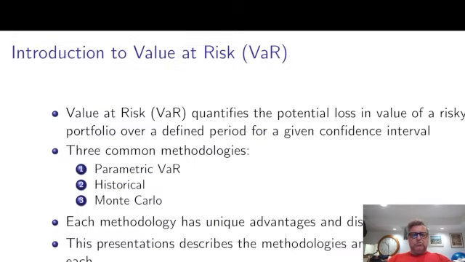So let's do an introduction. What value at risk actually does and measures. It's a measure to calculate the loss of a portfolio, a probabilistic measure where we define over a certain period in a given confidence interval. We will define what confidence interval is later, what the possible loss on a portfolio is.